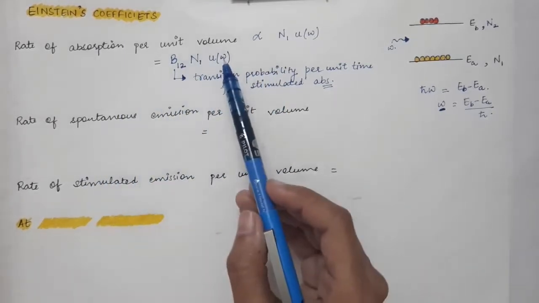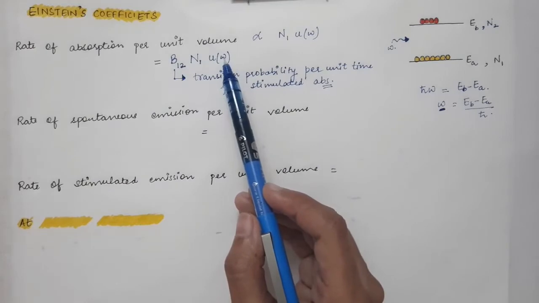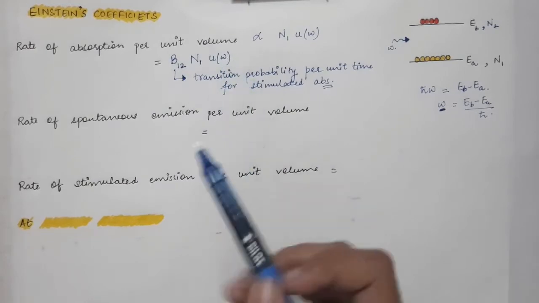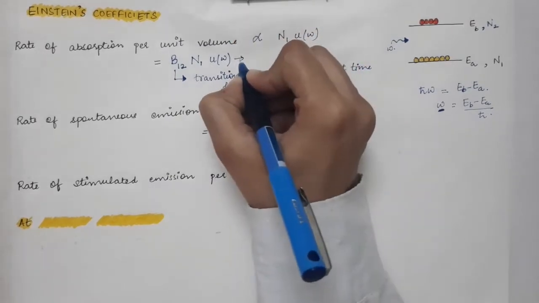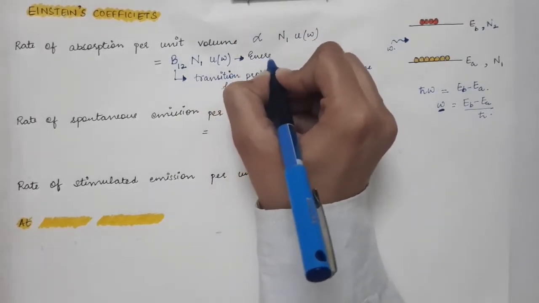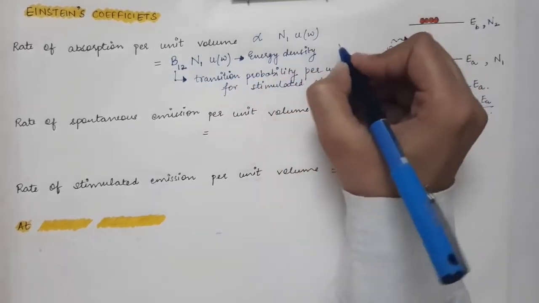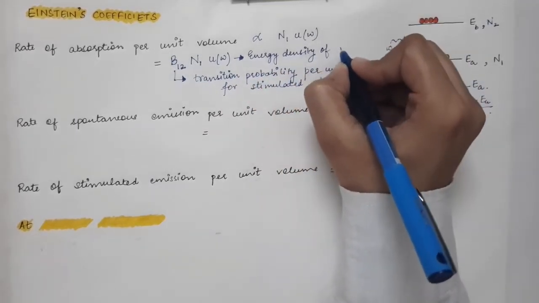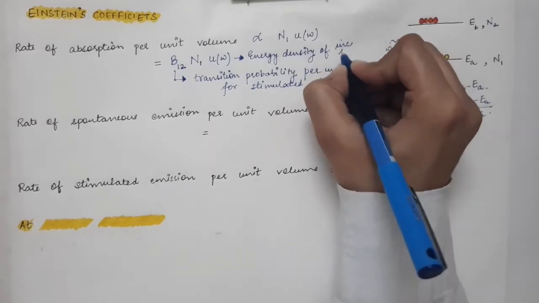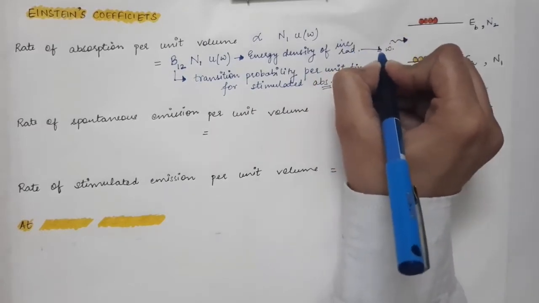Now U of omega, as I have already said, is the energy density of the incident radiation at frequency omega.